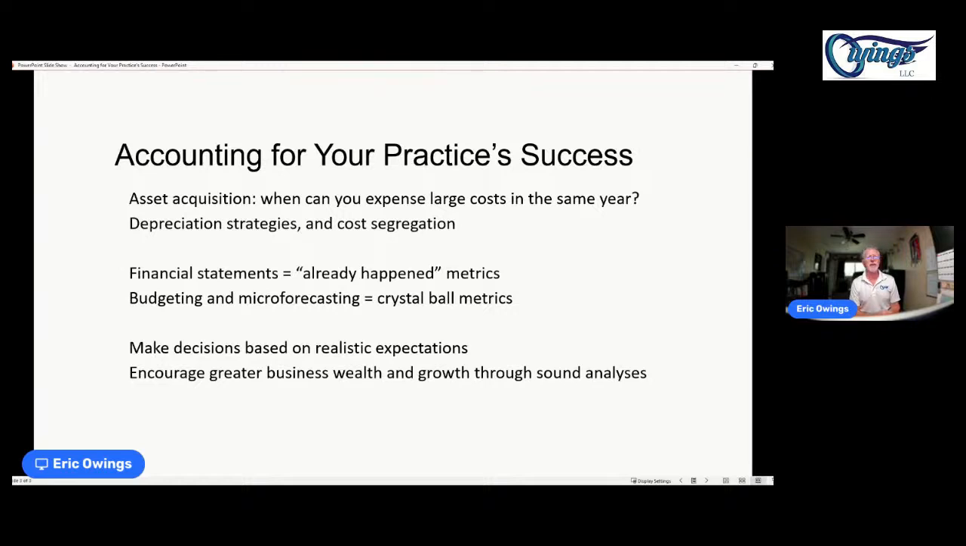Financial statements are the bare minimum. That's what I call already-happened metrics. And what that means is basically History 101. Pulling out your holy trinity of financials is going to give you an idea of what has happened in the month just passed. That holy trinity being the balance sheet, the profit and loss statement, which is also known as an income statement, and the statement of cash flows. And cash flows are different from profit. There are a number of things that take money out of your business that don't have anything to do with the money that you're making.